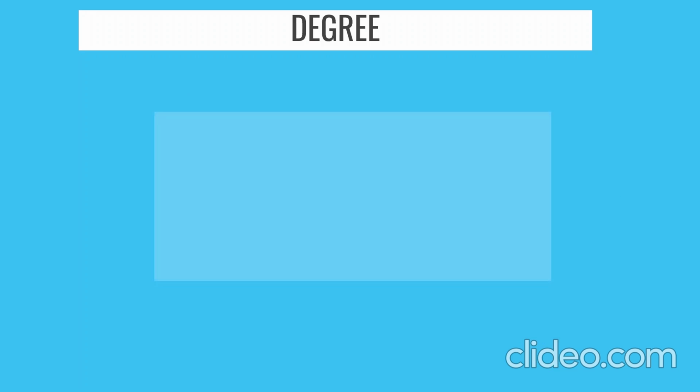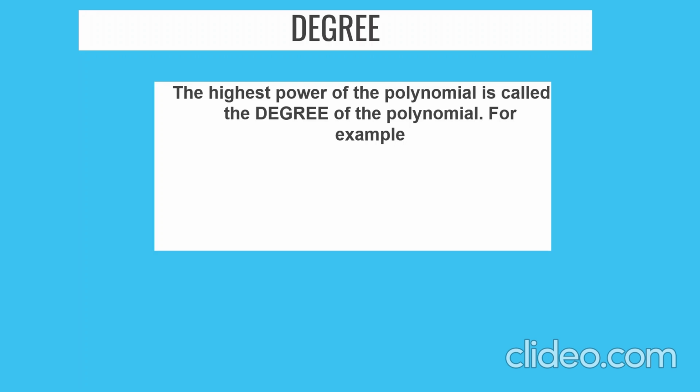Let's learn about the degree. What do you mean by degree? The highest power of the polynomial is called the degree of the polynomial. For example, here we have four terms separated by the addition operation. So we will check the exponent of each term. In the first term, x cube, 3 is the exponent. Hence 3 is the degree of this particular term. Similarly, in y cube, 3 is the exponent. So 3 is the degree of y cube.